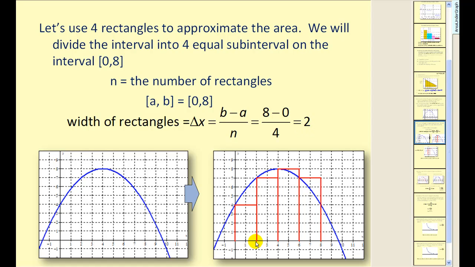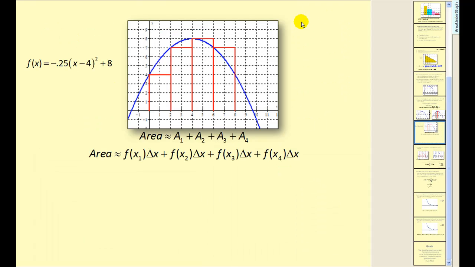Once we divide this into widths of 2, we do have to decide whether we want to use the left side or the right side to represent the height of the rectangle. And in most cases, in this textbook, we'll use the left side of the interval to determine the height of our rectangle. Let's take a look at this more closely. If I call the area of this rectangle area 1, area 2, area 3, and so on, we just need to determine the length times the width. This first rectangle, f of 0, would be the height, and 2 would be the width. And the second rectangle, f of 2, would be the height, and 2, of course, is our width.